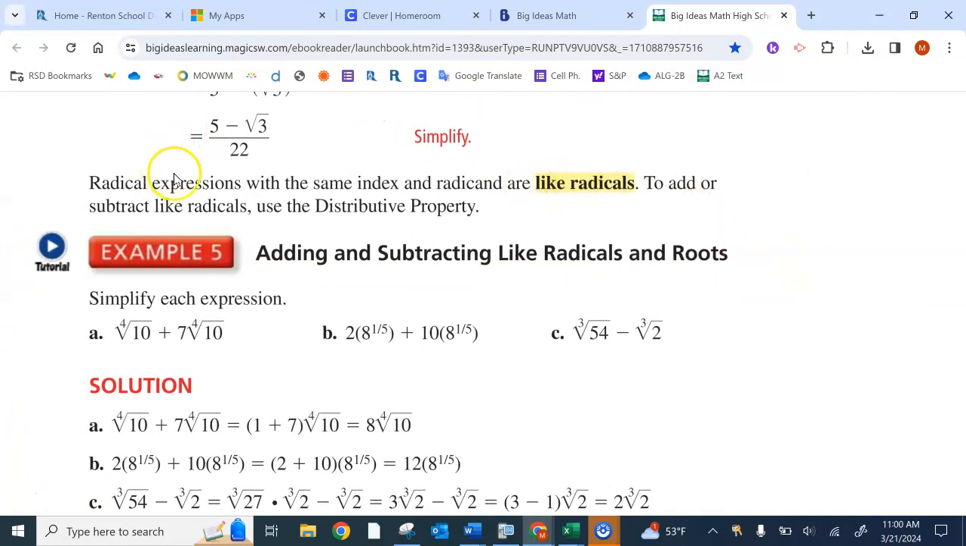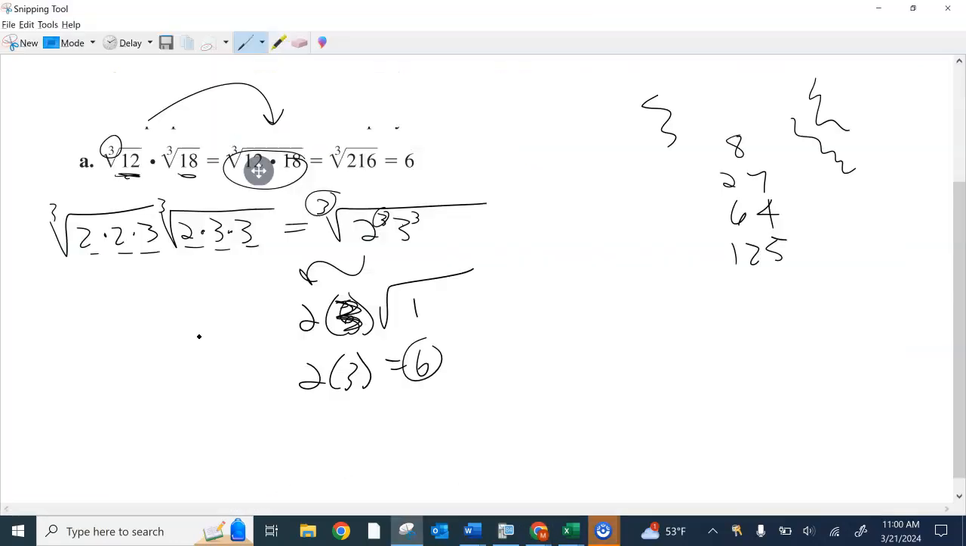So let's look at this. Radical expressions with the same index and radicand are like radicals. I'm going to give you a very simple example of what you know from Algebra 1.